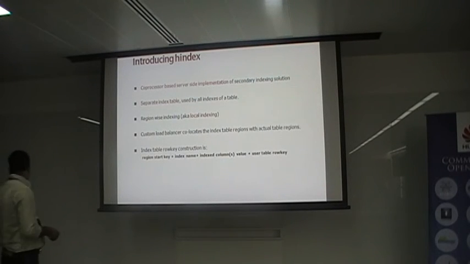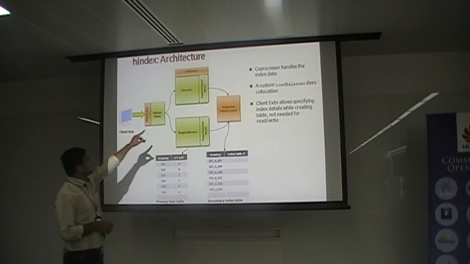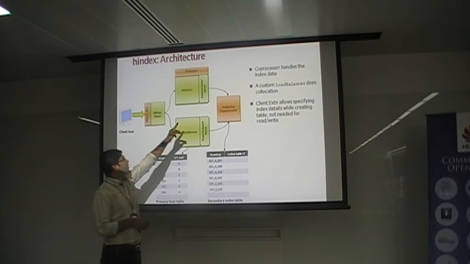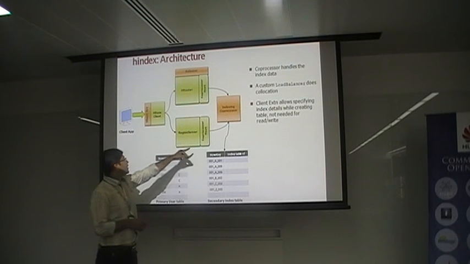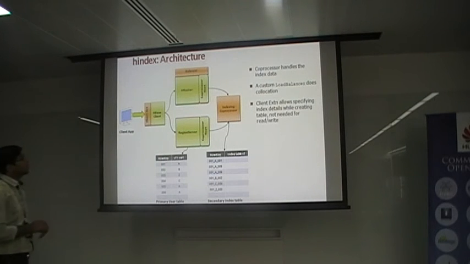Fine. Go to the next slide. Yeah. So this is the overall design of Hindex, the architecture. So if you see here, on the HMaster side there is a coprocessor host. And then on the region server side also there is a coprocessor hook. We are calling this an indexing coprocessor.